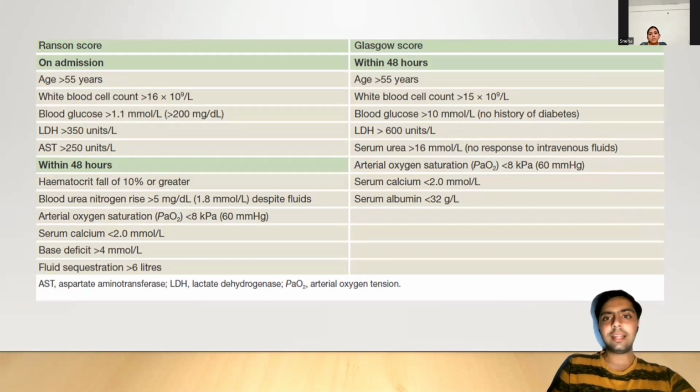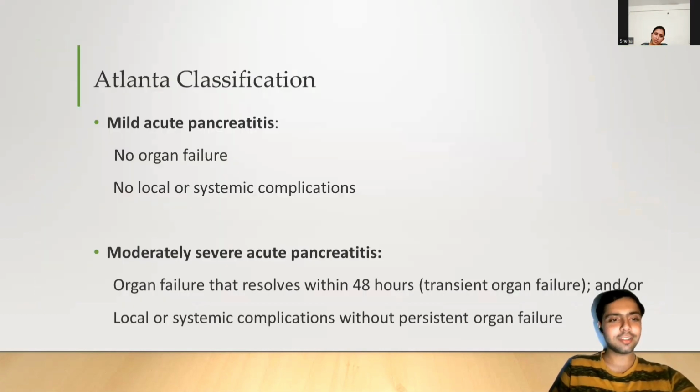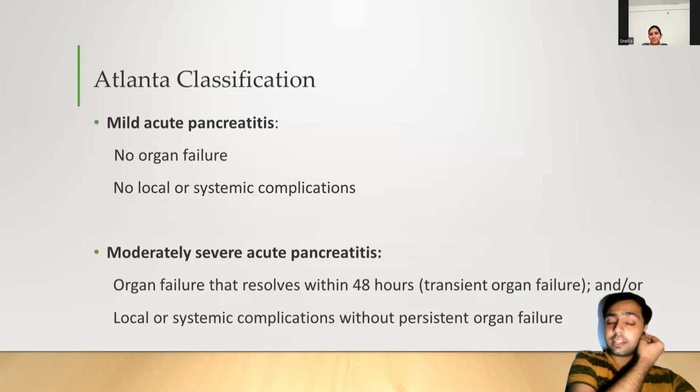In the Glasgow scoring system, the criteria are age, WBC, glucose, LDH, AST. In both cases there is only some variation, not that much. In Ranson we have on admission and within 48 hours, whereas in Glasgow it is only within 48 hours. Other criteria are hematocrit, BUN, PaO2, calcium, base deficit, and fluid sequestration. We have to remember these, but in clinical practice we don't generally use them. Next we have the Atlanta classification.